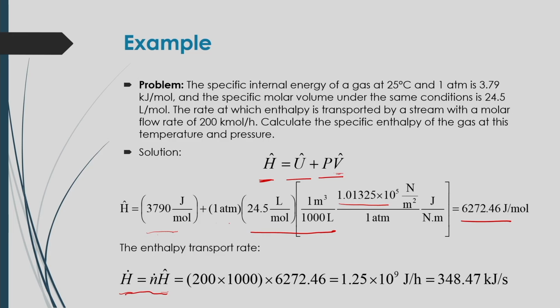The total enthalpy transport rate can then be calculated by this equation. Total enthalpy transport rate will be equal to specific enthalpy into molar rate. Here the molar rate is given as 200 kilomole per hour, so you have to multiply by 1000 to get mole per hour. If you substitute the number of moles with this specific enthalpy of 6272.46, then finally you have 1.25 into 10 to the power 9 joule per hour, which is equal to 348.47 kilojoule per second.